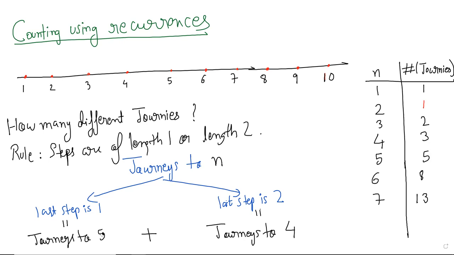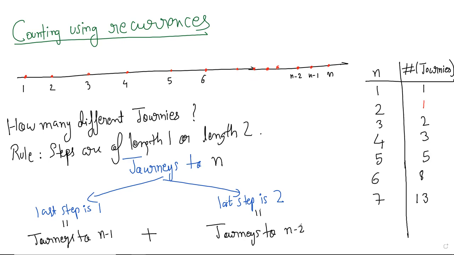Can you now reason this? What will this be? Journeys to N. If it's a general N, or maybe here only, I will just put dot, dot, dot N. This is N. And this is the last step, and this is the second last step. Journeys to N minus 1 plus journeys to N minus 2.